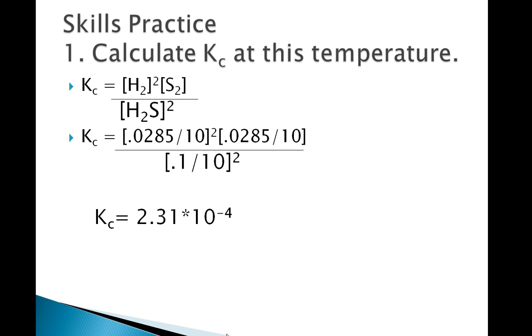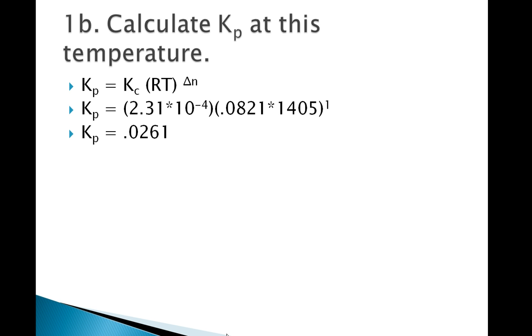Now for the skills practice, you use the original equation Kp equals... oh no, you don't. You use the equilibrium constant, which is products over reactants, and then you plug it into the equation and solve, so you get an answer of 2.31 times 10 to the -4th. And you use that equation in order to get 0.0261.